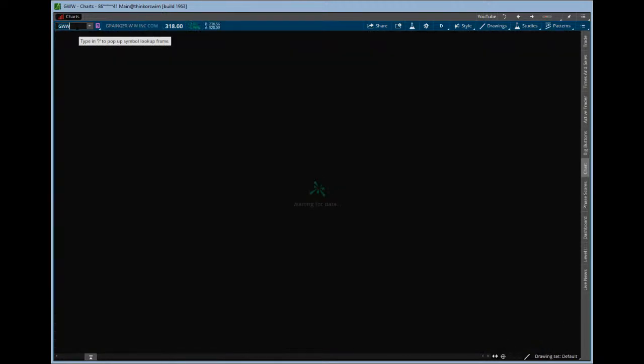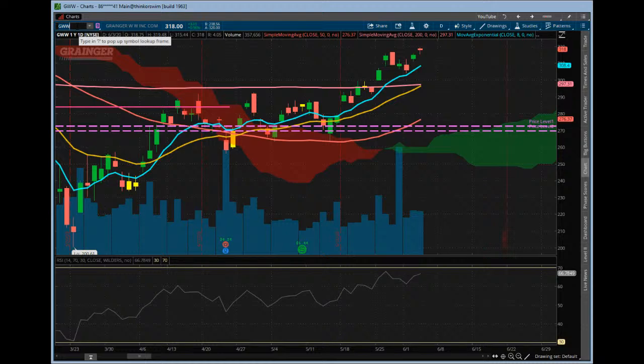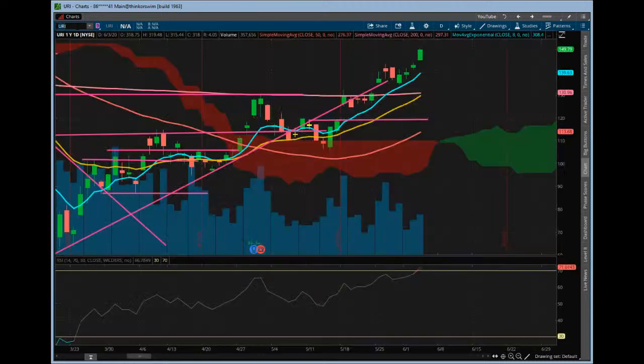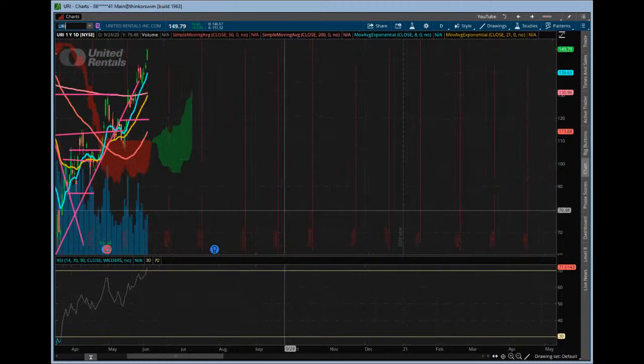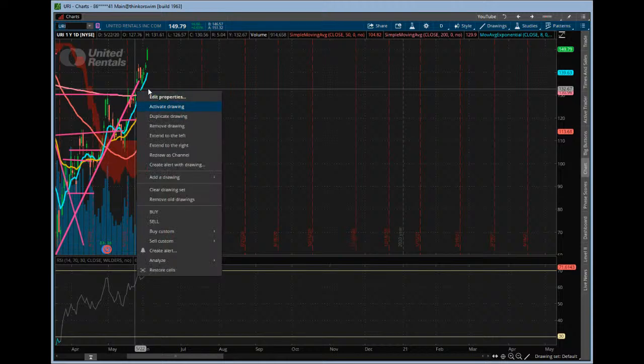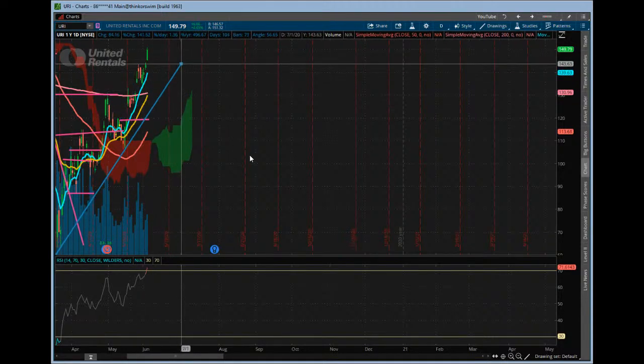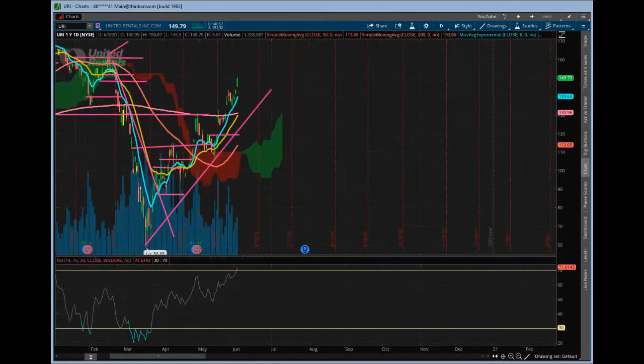GWW, working its way up there, looking interesting. A little bit of a hanging man type look to it. URI, a couple of these industrial stocks right here. Nice move up on URI. Fresh high, fresh trend line. It's a nice move there. Okay, working its way up.